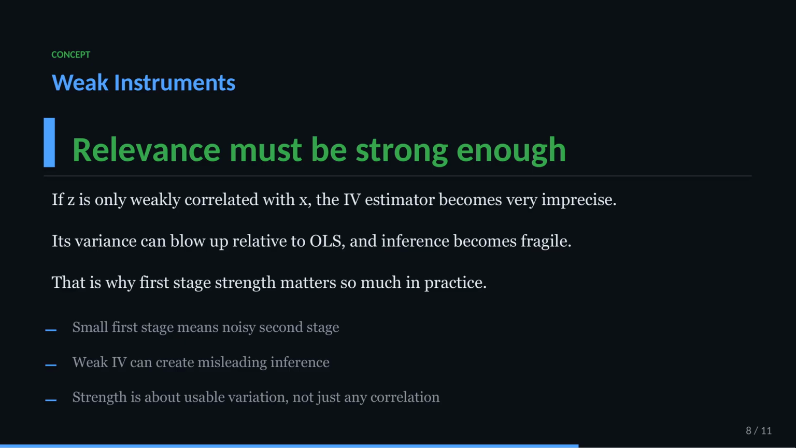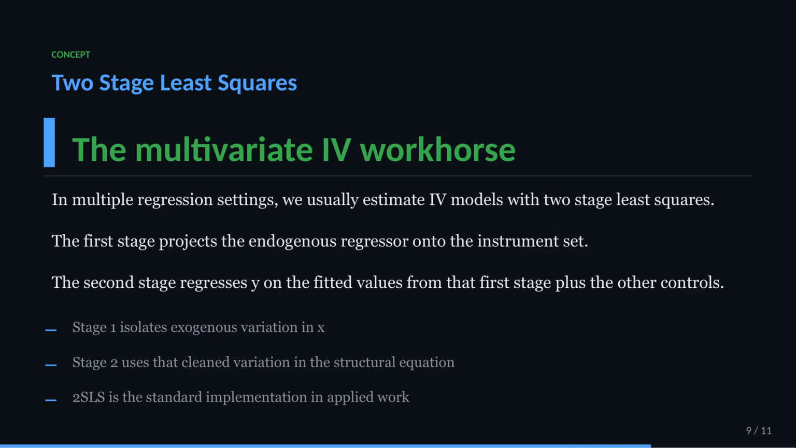In multivariate settings, we usually implement this idea with two-stage least squares. In the first stage, we regress the endogenous variable on the instruments and other exogenous controls. In the second stage, we regress Y on the fitted values from that first stage and the controls. Conceptually, this means we replace the bad variation in X with the part that is explained by the instruments alone.